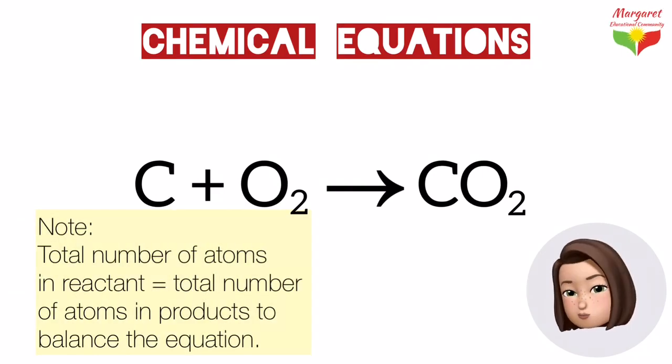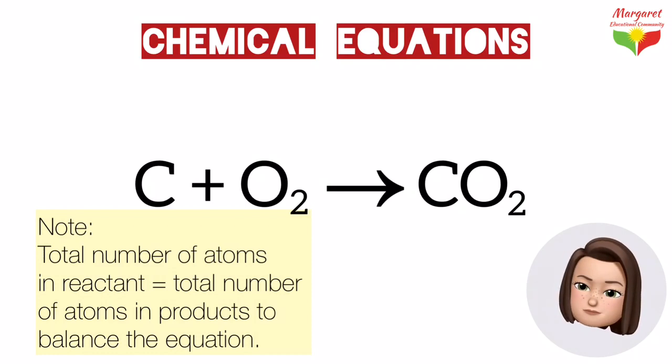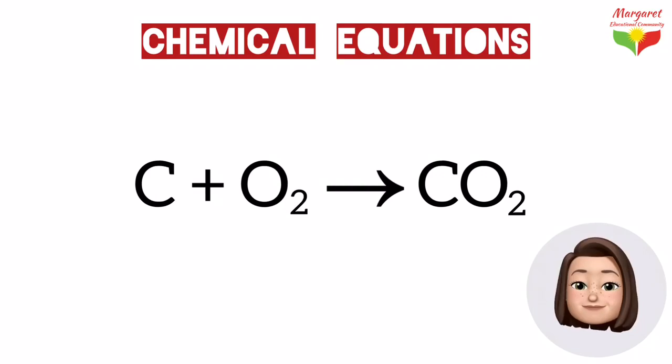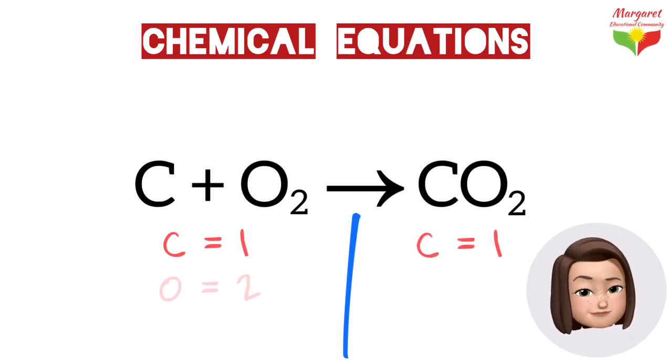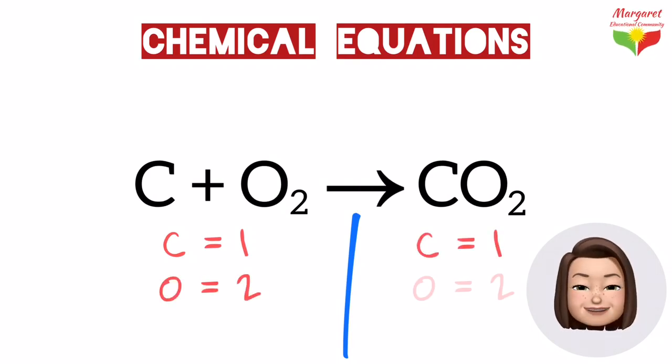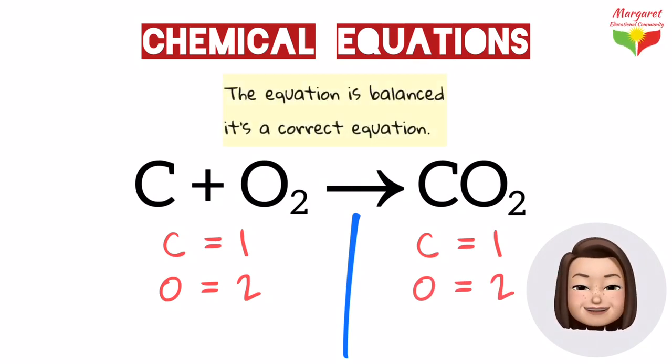When writing a chemical equation, the total number of atoms of each element in the reactants must equal the total number of atoms of the element in the products. The process is called balancing the equation. For example, C plus O2 gives CO2. We have one carbon here, there must be one carbon here too. We have two oxygen here, there must be two oxygen here too. See? It's correct, since the equation is balanced.